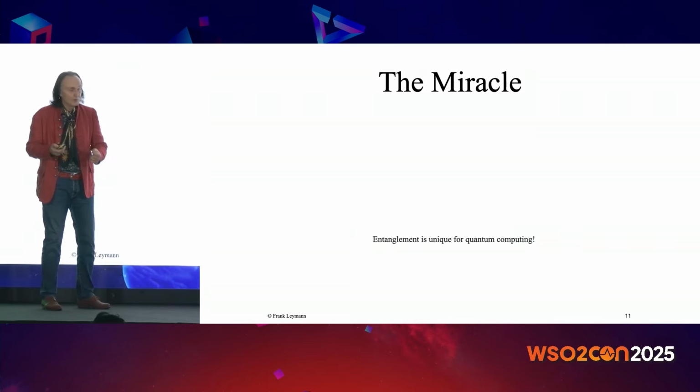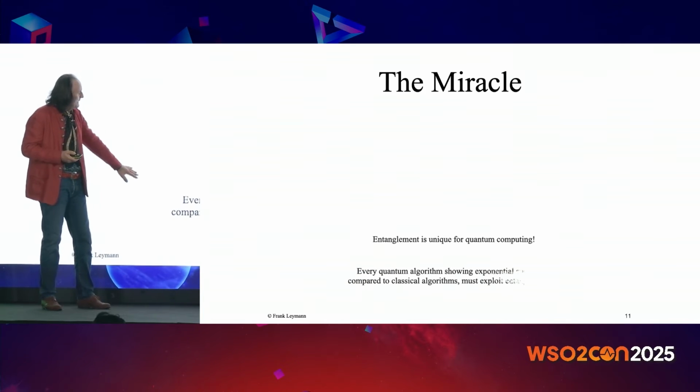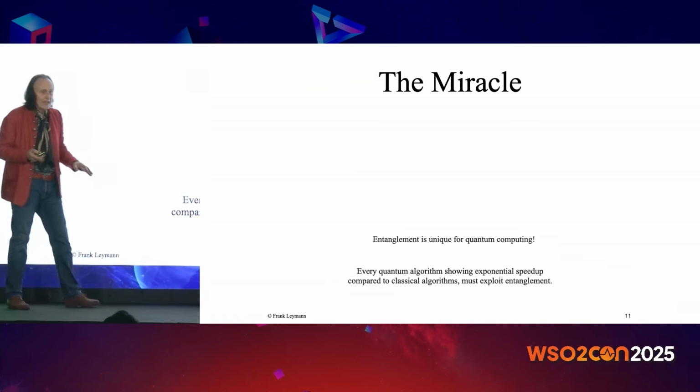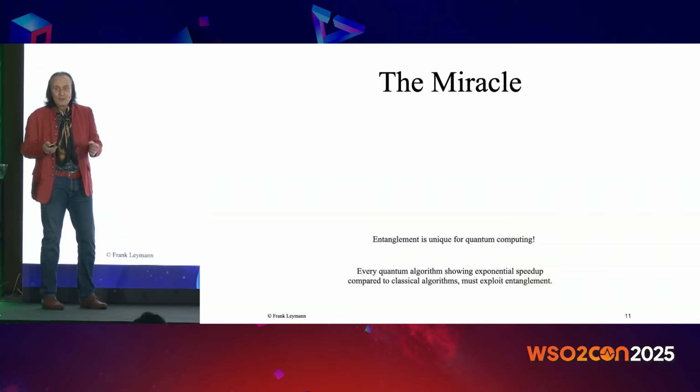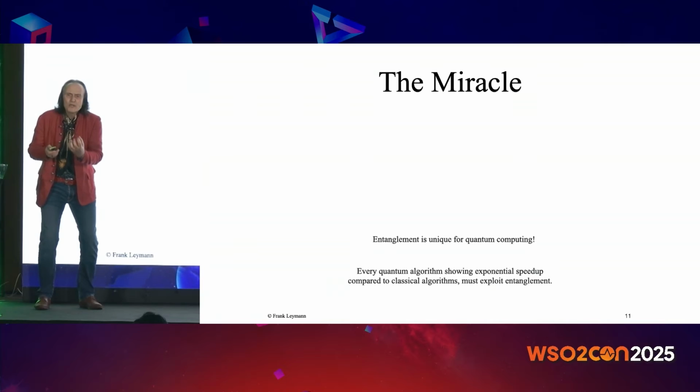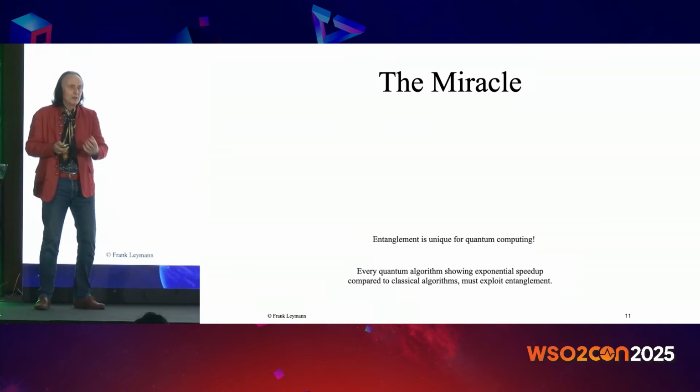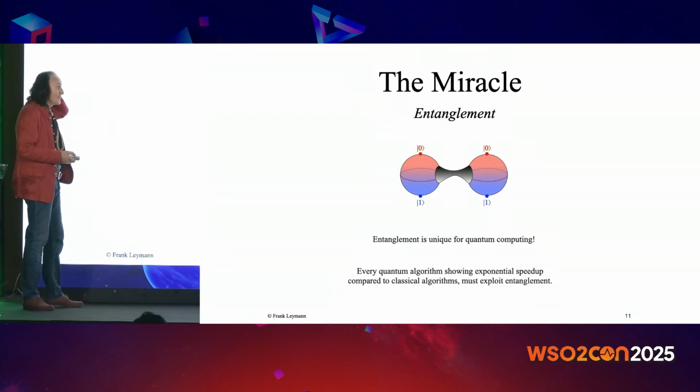It's absolutely unique for quantum computing, and you can prove that every quantum algorithm that shows an exponential speedup, and there are many quantum algorithms that show an exponential speedup compared to classical algorithms, must exploit entanglement. So entanglement is somehow the real origin of the power of a quantum computer. This is entanglement.